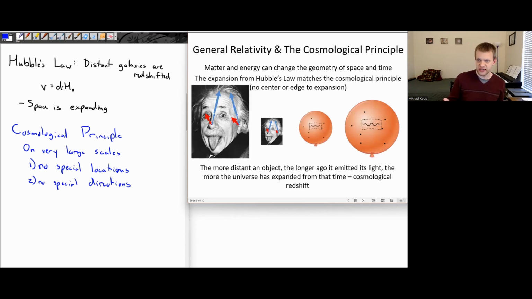So we have this idea that if space itself is expanding, then when we look at more and more distant objects, whose light had to have been emitted from further and further into the past, the further the object is, the longer ago it emitted its light, so the more the universe has actually expanded since that time. And as the universe expands, the wavelengths of that light expand as well. That's where we get this cosmological redshift from.